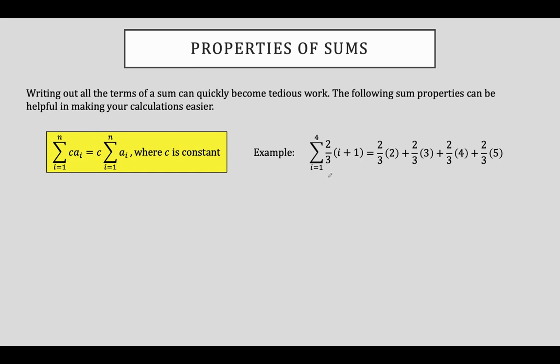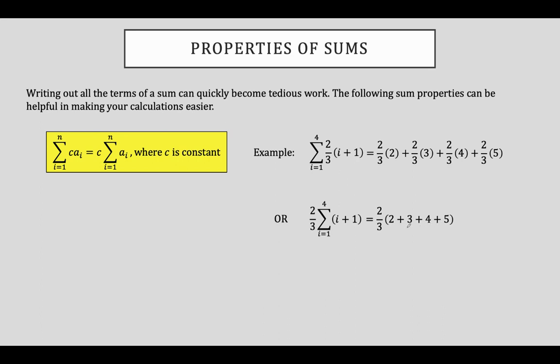However, it is often convenient to factor out our constant multiple. 2/3 is a constant connected by multiplication. We can factor it outside of the sum. And now I can just take 2/3 and multiply by the sum from i equals 1 to 4 of (i plus 1). So the first term would be 2, the second term would be 3, the third term would be 4, and the fourth term would be 5. And now I can add all those values together and then multiply by 2/3, making my life easier in that I don't have to multiply everything by 2/3. Much easier to add these numbers together and multiply by 2/3 in the end.